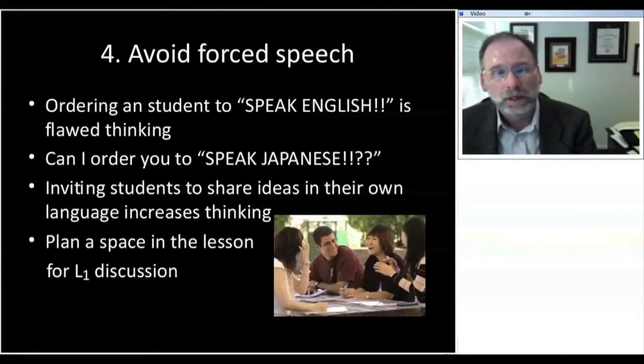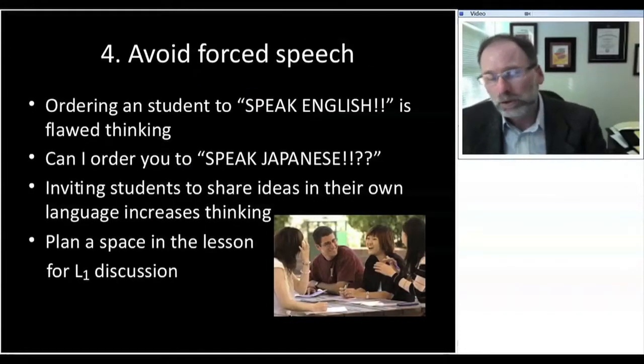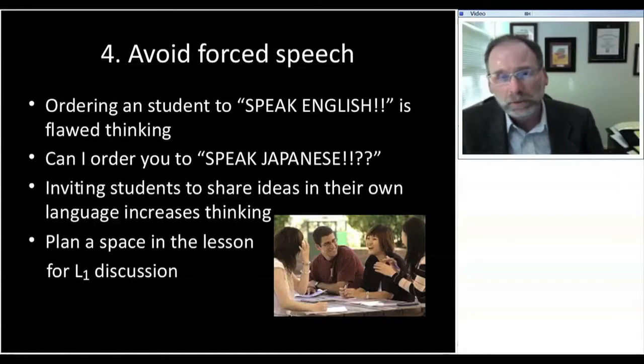Let's move on. The fourth strategy that I outlined was to avoid forced speech. Now this one is interesting. Oftentimes I've been in classrooms with inexperienced teachers who try to command their students to hurry up and speak English, and they will almost shout that at students. But I really want you to know that this is very flawed thinking.